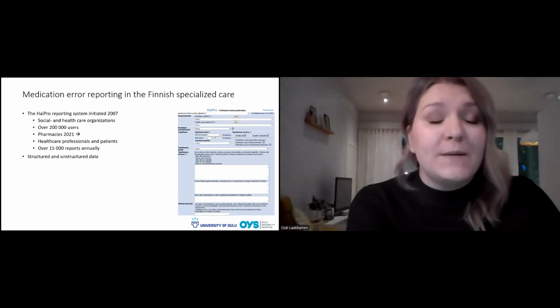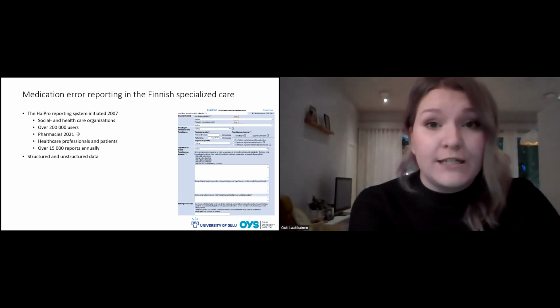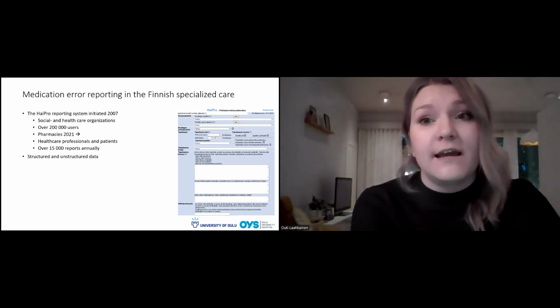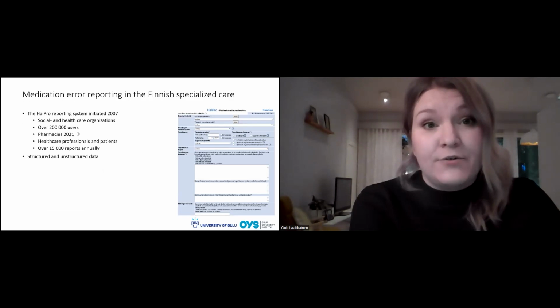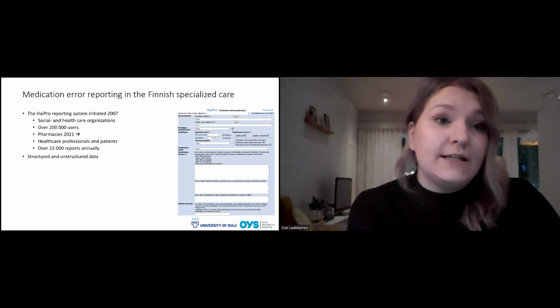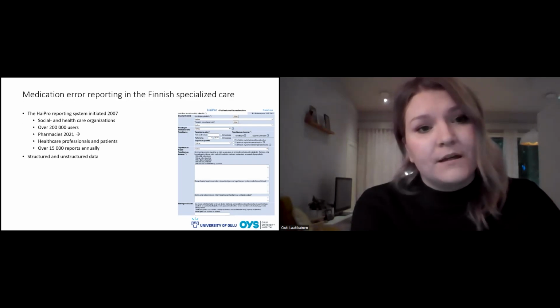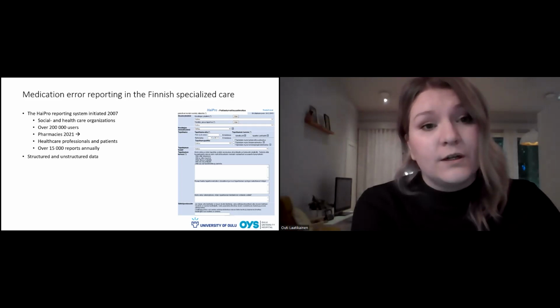So during my PhD studies, I used a lot of patient register data, but I also used national medication error report data that is collected from the Finnish healthcare. That medication error reporting system is called the HaiPro reporting system, and it was initiated in 2007 in Finland. And it contains information from social and healthcare organizations, and it currently has over 200,000 users. And I think the latest addition to the users of the HaiPro system were the private pharmacies that initiated the HaiPro system also back in 2021.